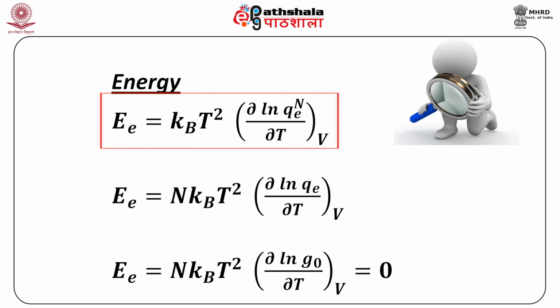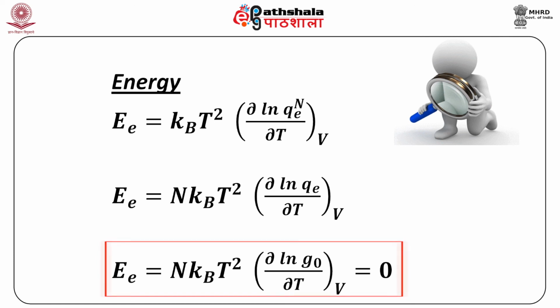So this is the expression for the energy, and that comes out to be ultimately, on simplification, E is equal to N k_B T squared ∂ ln g0/∂T at constant volume. Why is this coming out 0? Because you are taking the differential of a number. Degeneracy is just a number, therefore it makes 0. Therefore there is no contribution to the electronic energy coming from the electronic partition function. This is a very important result.